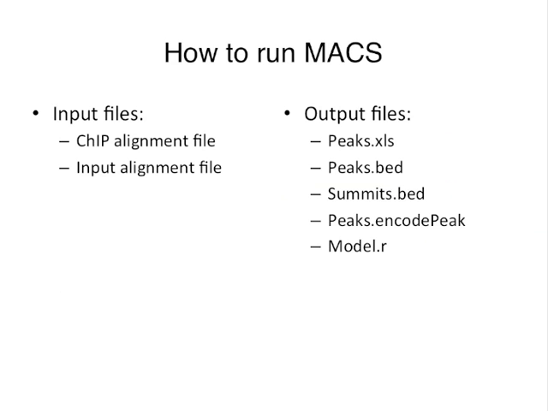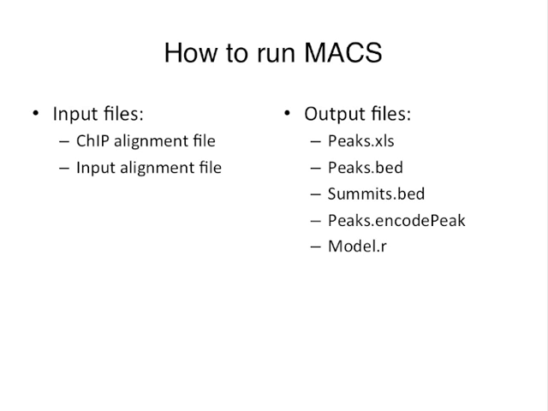Okay, so how do you run MACS? You give it 2 input files. You give it your ChIP alignment file and your input alignment file, and it's going to compare your ChIP against your input. There are variations where, if you're trying to look for differences in binding, you can give it 2 different ChIP files and it will compare between them. But for the purposes of this class, in the most traditional form, you give it your ChIP alignment file and your input alignment file. So this is already post mapping.